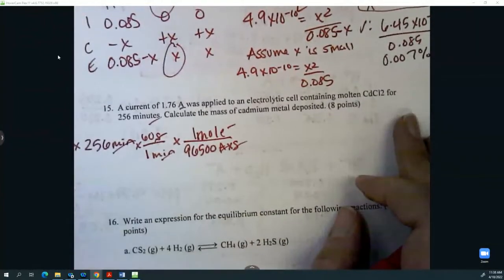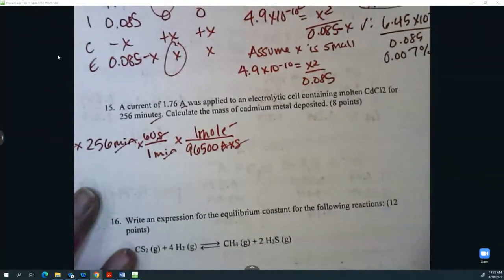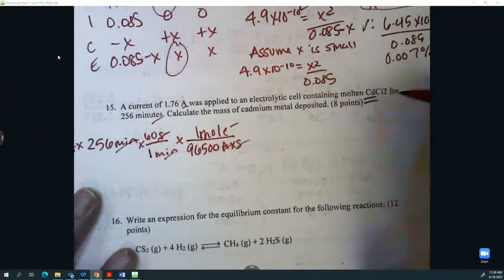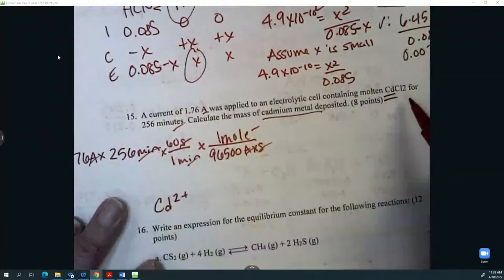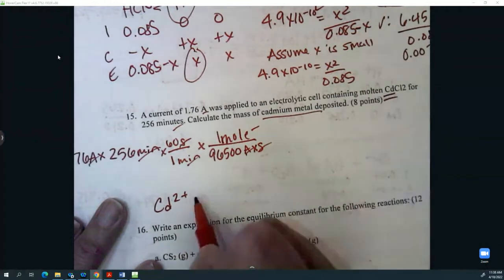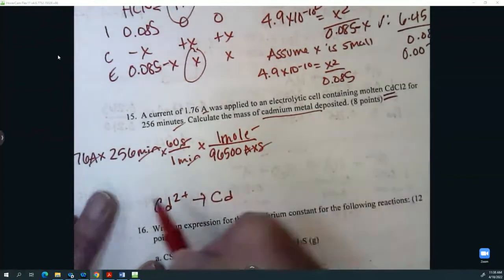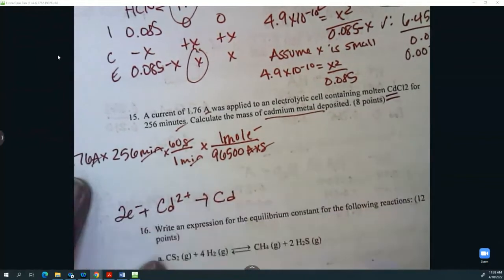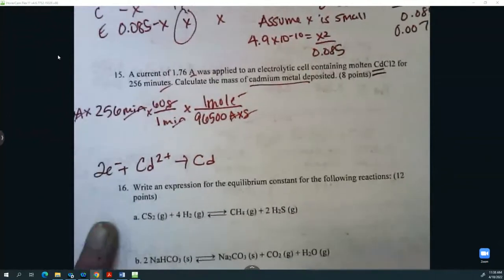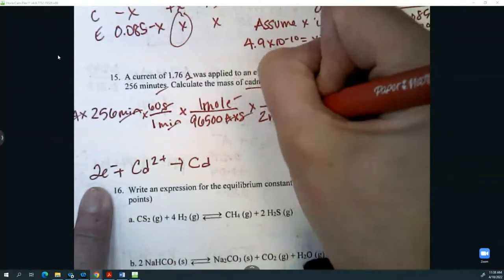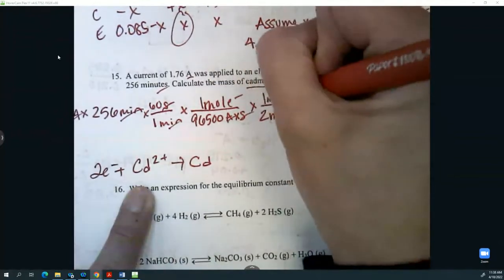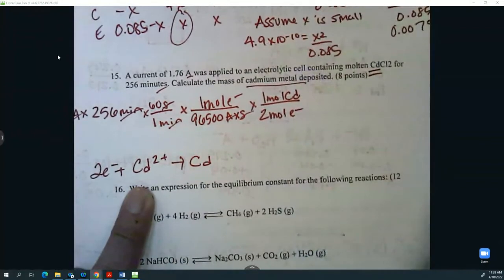All right, so then I need to know what I'm talking about in terms of moles of stuff and moles of electrons. So I see cadmium is what we're talking about. We're trying to get cadmium metal. And I can see that the cadmium must be 2+ because I need 2 chlorines to cancel it out. So cadmium 2+ to cadmium. So I need 2 electrons to balance the charge here, and that's where I'm getting these numbers from. So this is 2 moles of electrons for 1 mole of cadmium.